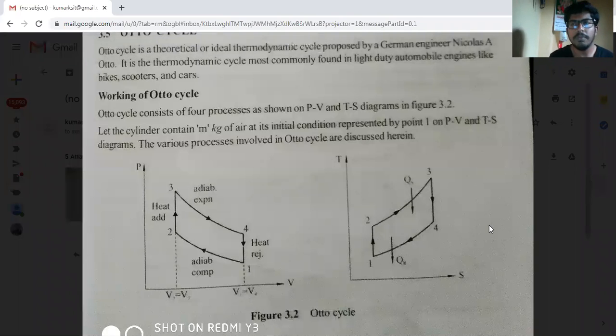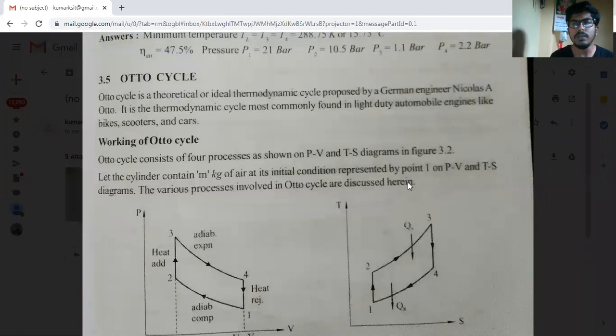Very good afternoon. Today I'm explaining the Otto cycle. The Otto cycle is a theoretical or thermodynamic cycle. The cycle was introduced by a German engineer called Nicholas A. Otto.